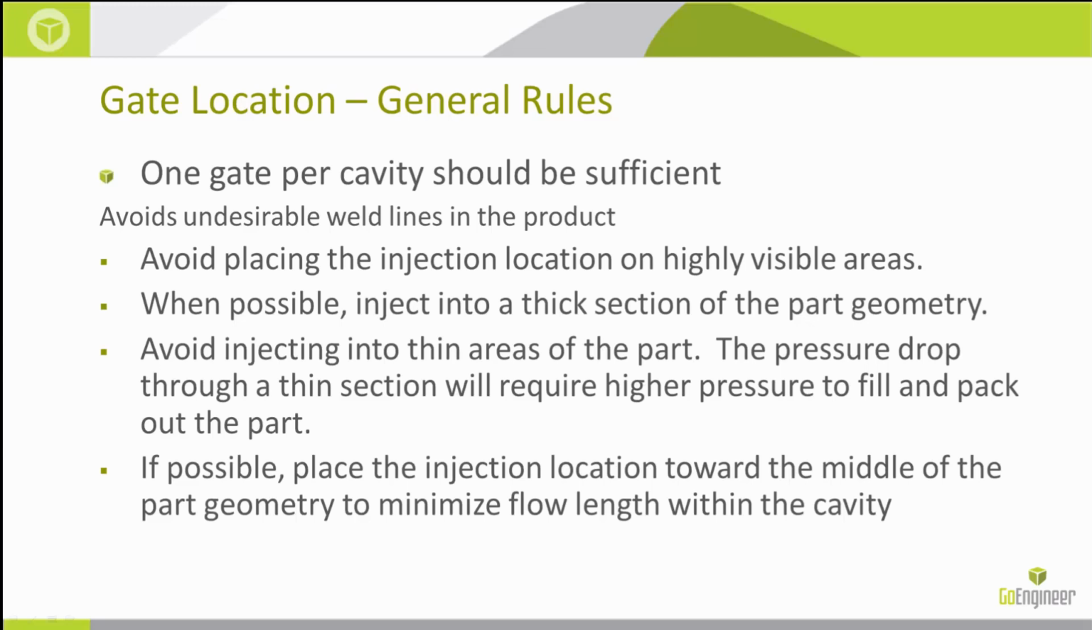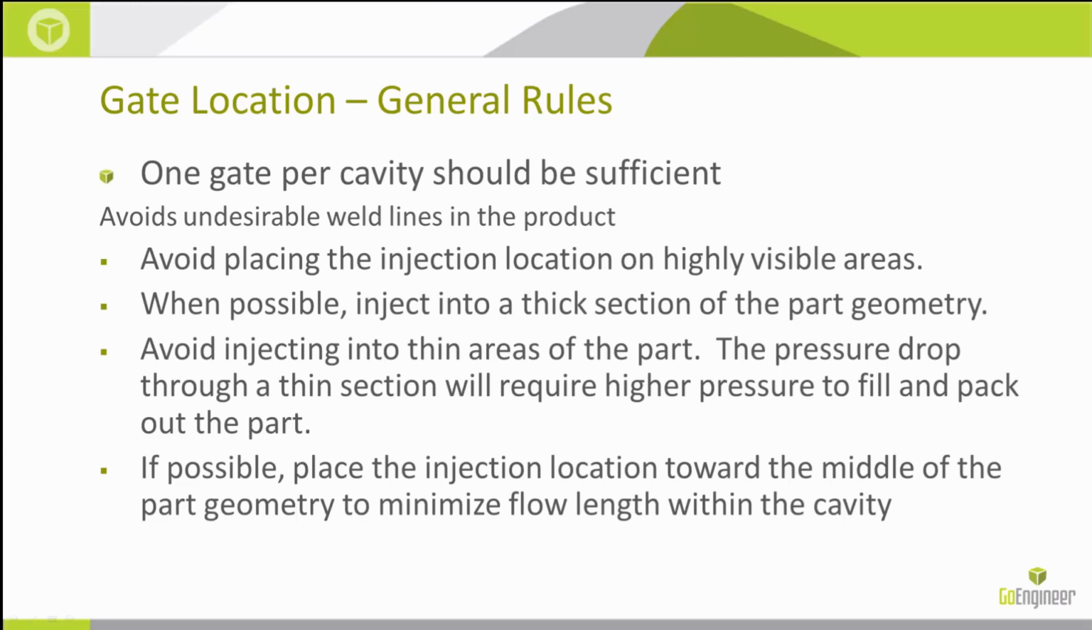If you have multiple gates, you're going to have 2 flow fronts, and at some point those flow fronts come together, and they may cause issues with some visible weld lines that could be not good for visible areas on your part. Also, when possible, inject into the thicker section of the part geometry first, and then let it flow into the thinner parts. If you inject into the thin areas of the part, your pressure drop through a thin section will require higher pressure to fill and pack out the thicker section of the part. So it's better to go from thick to thin.